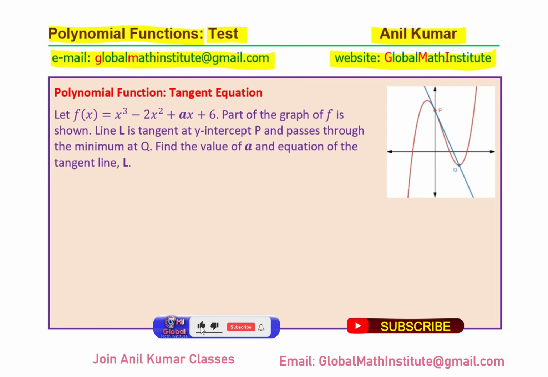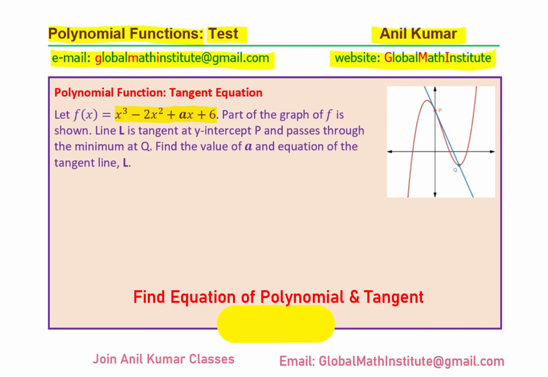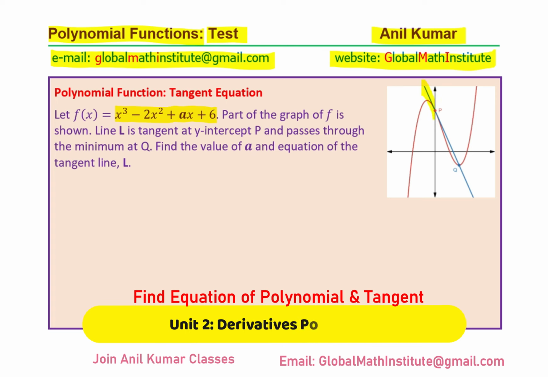Well, let's focus on the problem at hand, which is: let f of x equal x cubed minus 2x squared plus ax plus 6. Part of the graph of f is shown. Line L is tangent at y-intercept P and passes through a minimum at Q. Tangent at P passes through Q, which is the local minimum. You need to find the value of a, and the equation of the tangent line. You can always pause the video, answer the question, and then look into my suggestions.